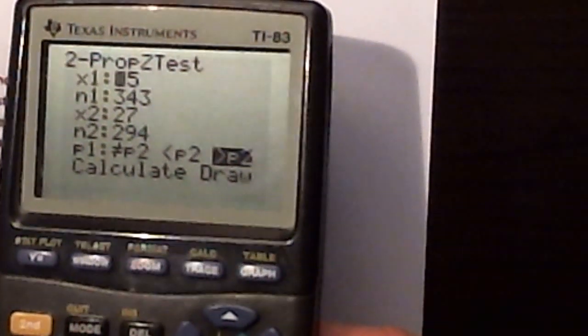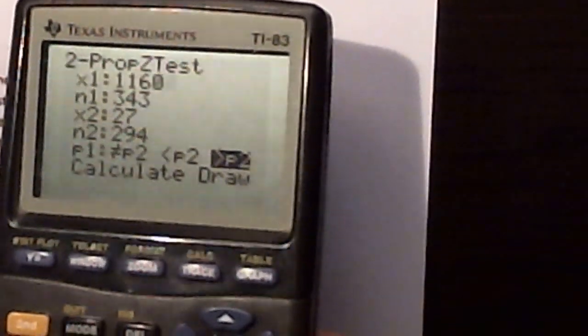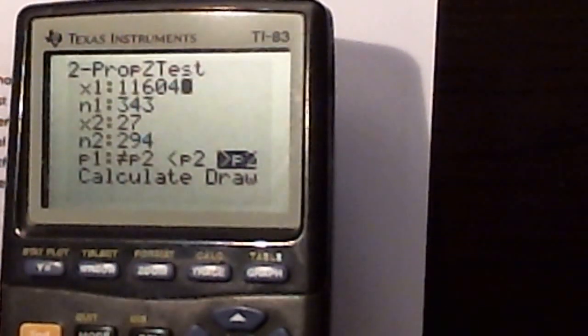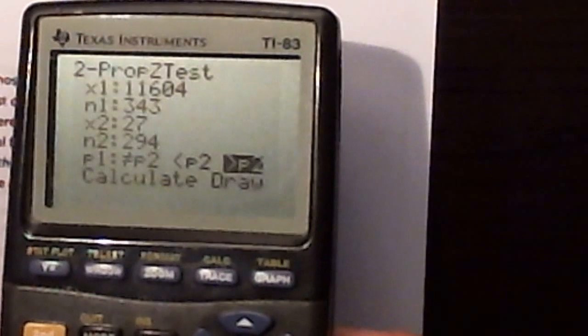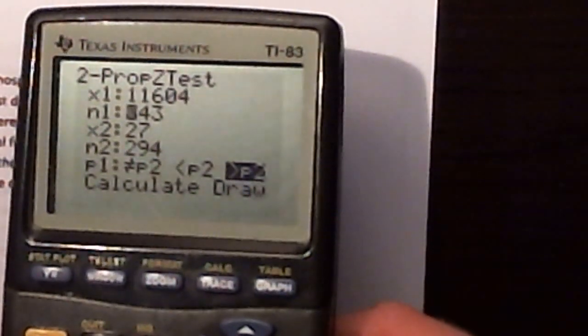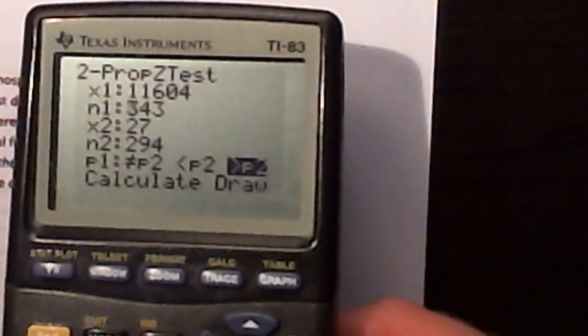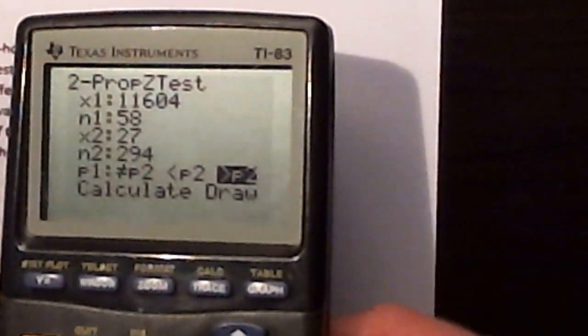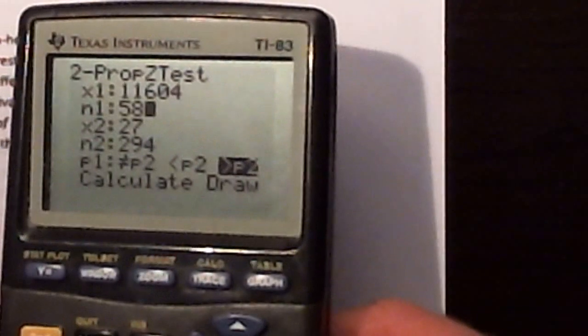11,604 cardiac arrest patients during the day survived, of 58,593 that were surveyed during the day. So we type in 58,593.